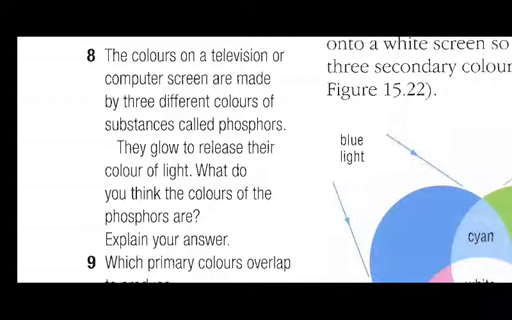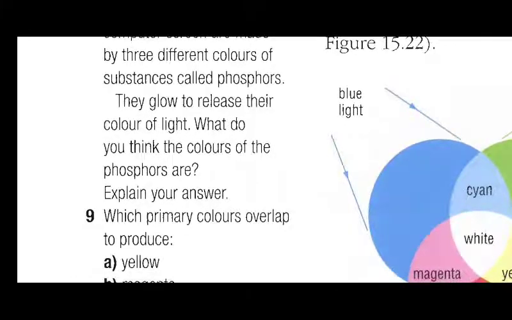So they're saying they glow to release their color of light. Now, what do you think the colors of the phosphors are? You do know that a TV is supposed to show all the colors. If there's a black car moving in the TV, it's supposed to show. If there's a black man in the movie, he's supposed to show that he's a black man. If there is a dark-skinned person, or a light-skinned person, it's supposed to show all that. So all the colors are supposed to be shown.